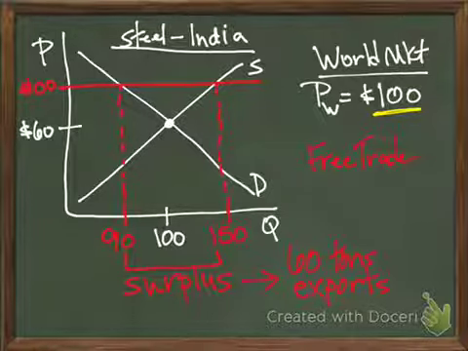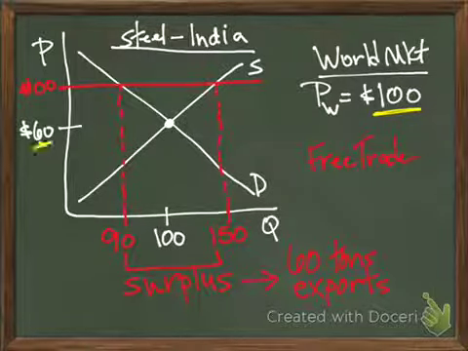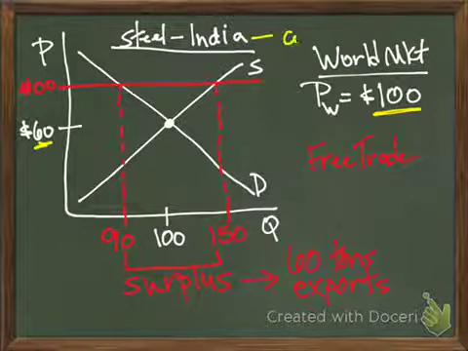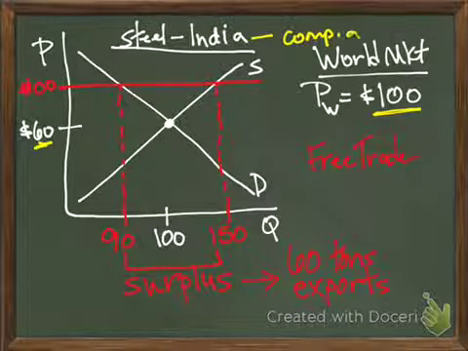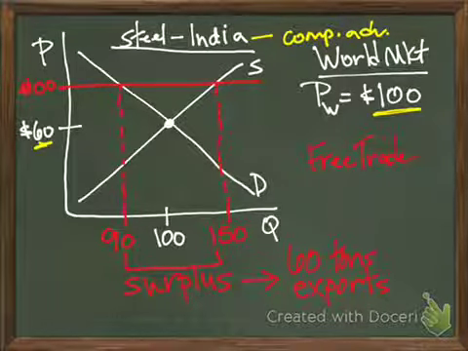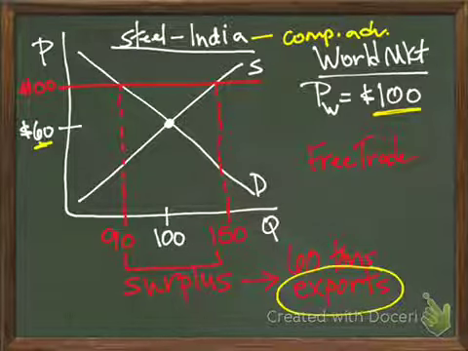When we have this situation where the world price is higher than the equilibrium price in the market, it means that that country has the comparative advantage. Okay, so in this case, the firms in India have the comparative advantage in producing steel, and therefore they become exporters of steel to the world market.